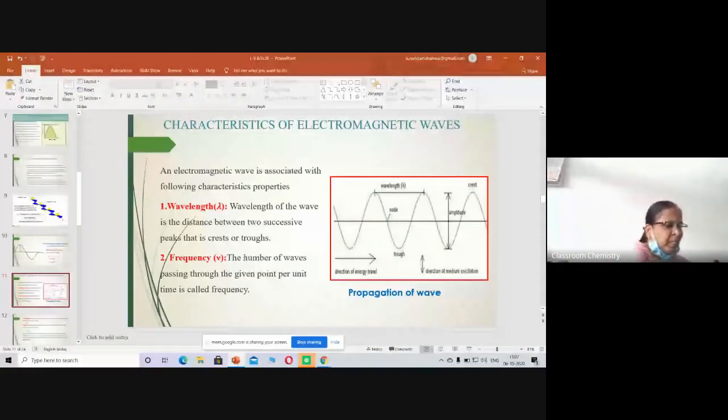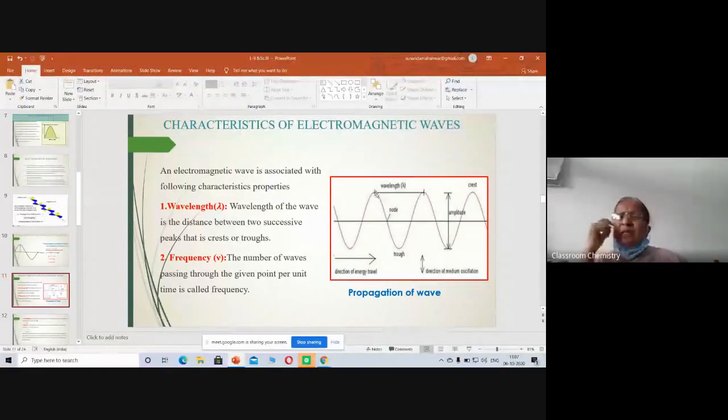One of the property of the electromagnetic radiation is the wavelength. मग ही जर वेव आपण कन्सिडर केली तर या वेव मध्ये जे पीक आहे, these peaks are known as the crests and these are known as the troughs. मग दोन सक्सेसिव्ह क्रस्ट मधला डिस्टन्स किंवा दोन सक्सेसिव्ह ट्रफ्स मधला डिस्टन्स, that is known as the wavelength, and it is denoted by lambda. Wavelength of the wave is the distance between two successive peaks, that is crests or troughs.